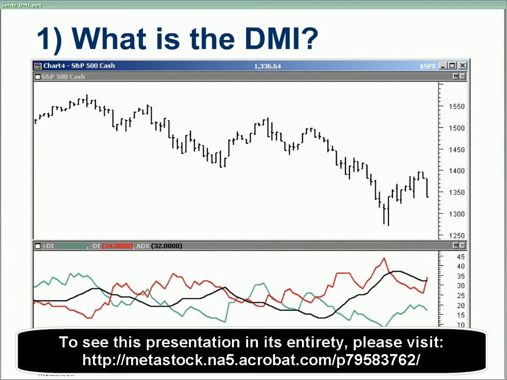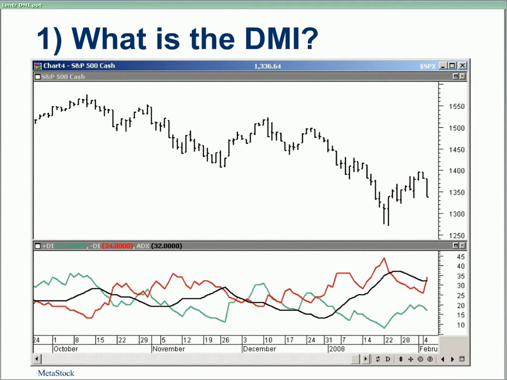Okay, it's a way of interpreting price and putting things into simpler terms that we can quickly see trend, for example. And you can also have indicators showing you pullbacks. But it's a way to simplify price action in a different way to see it. So the red line is the negative directional indicator. The green is the positive, and the black is the ADX.